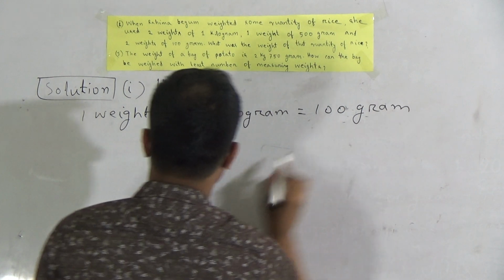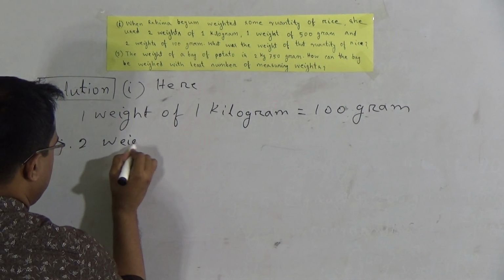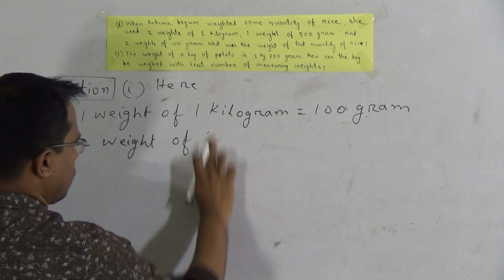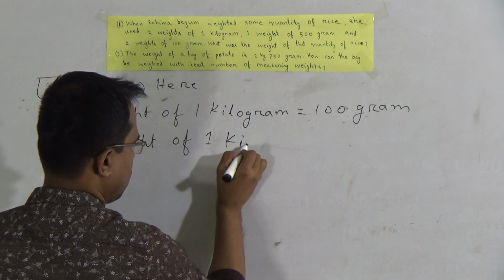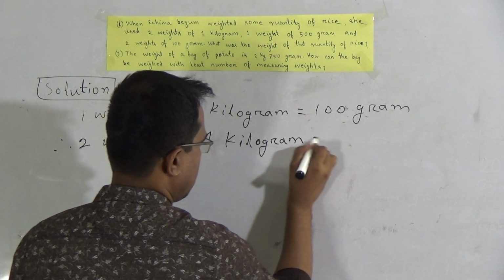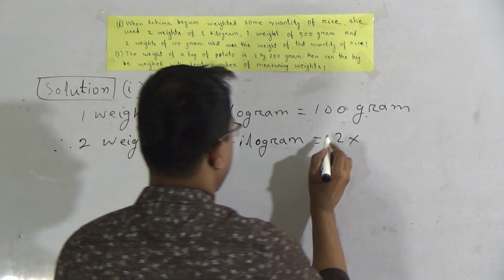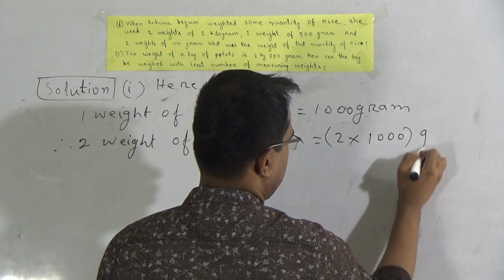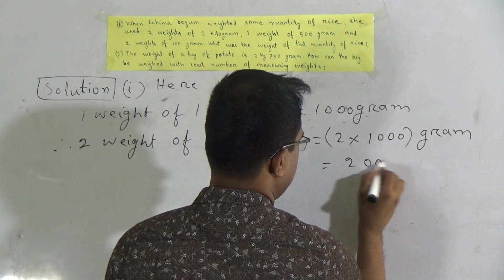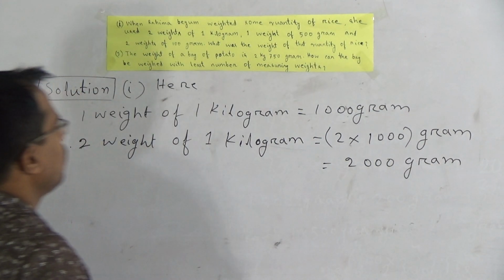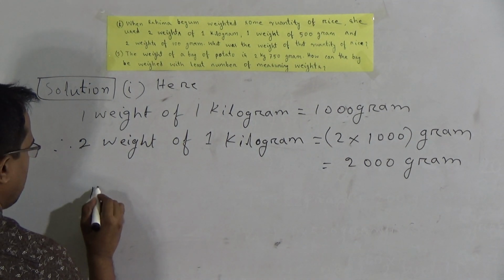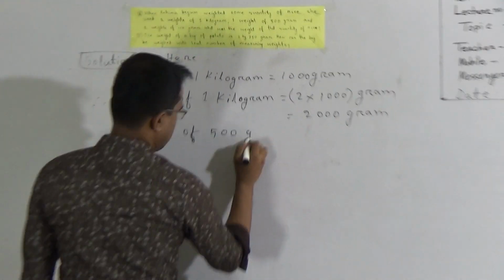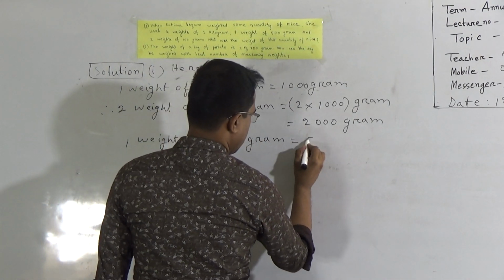We know it. Therefore, 2 weights of 1 kilogram is equal to 2 multiplication, sorry, 2 multiplication 1000 gram, and this is equal to 2000 gram. Now 1 weight of 500 gram is equal to 500 gram.